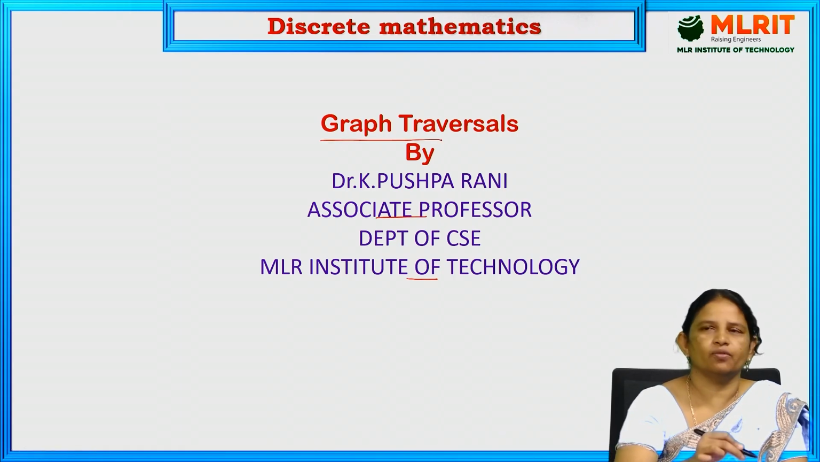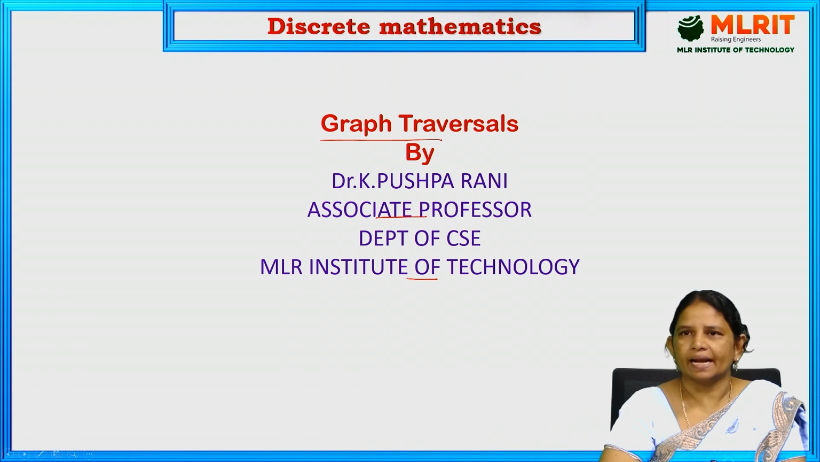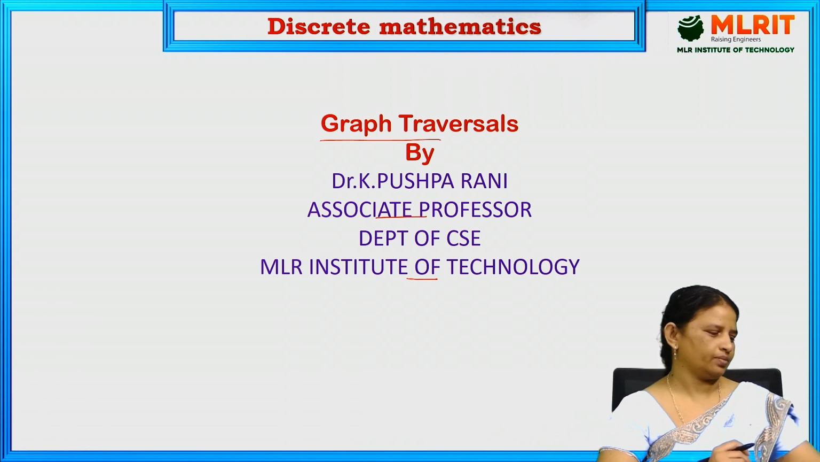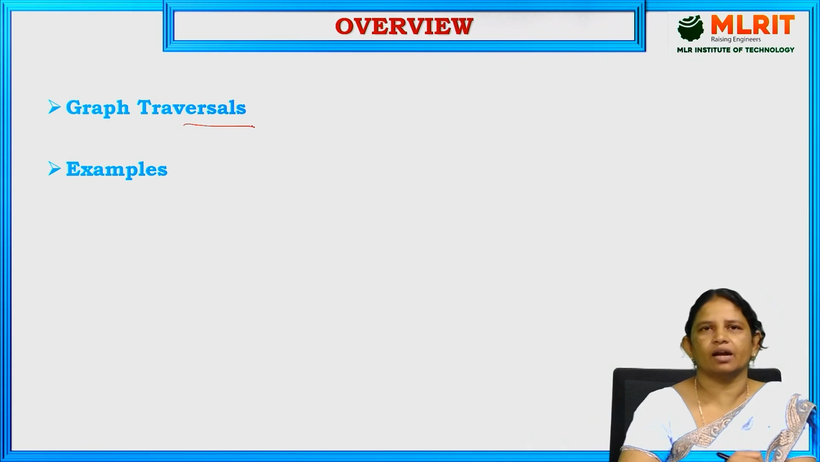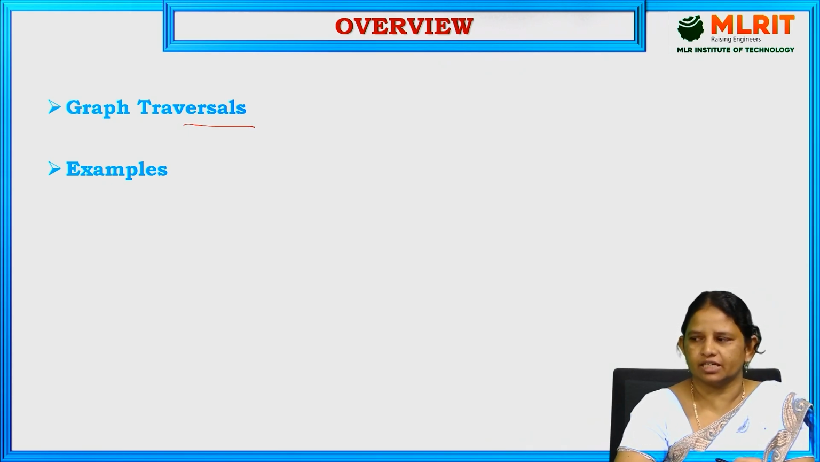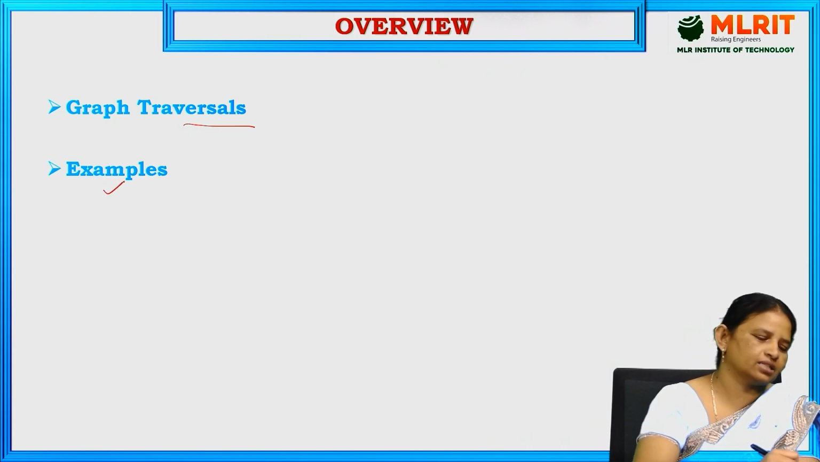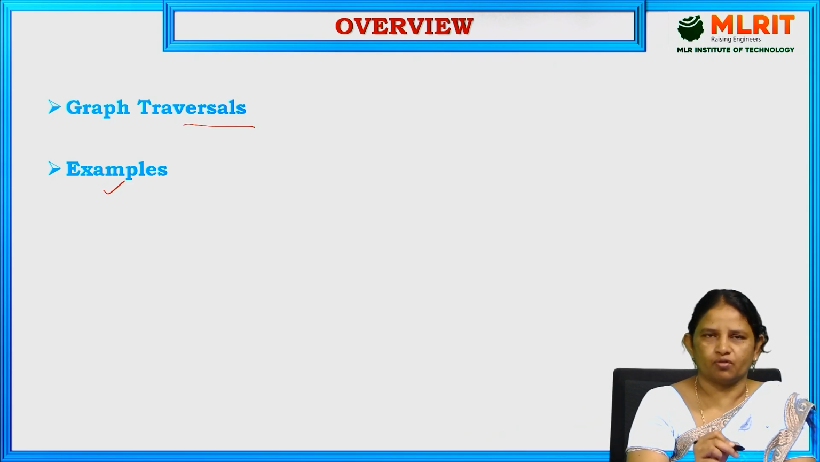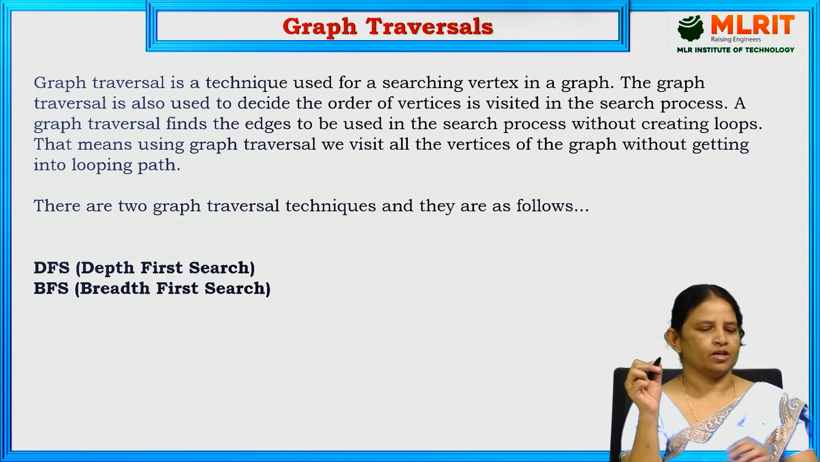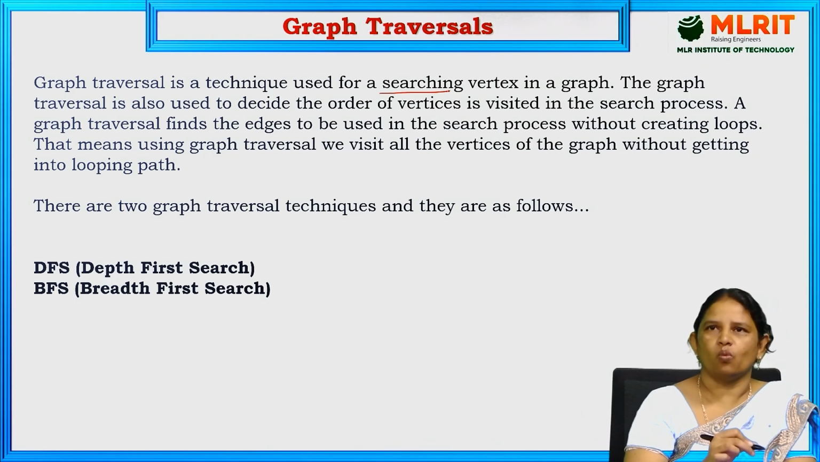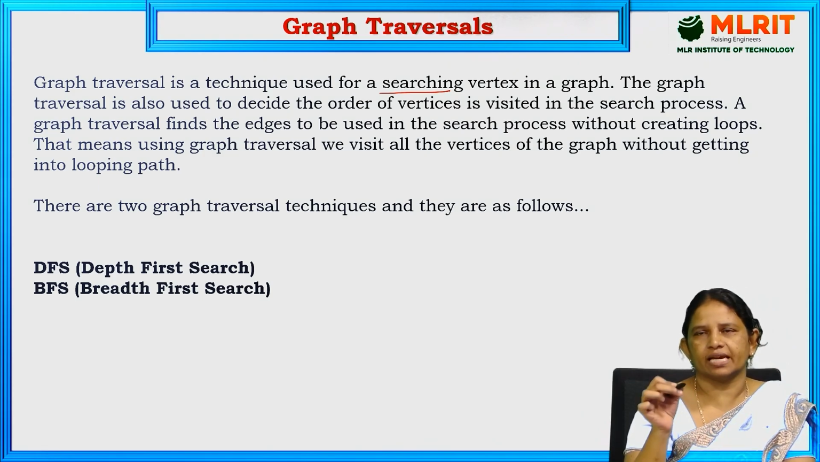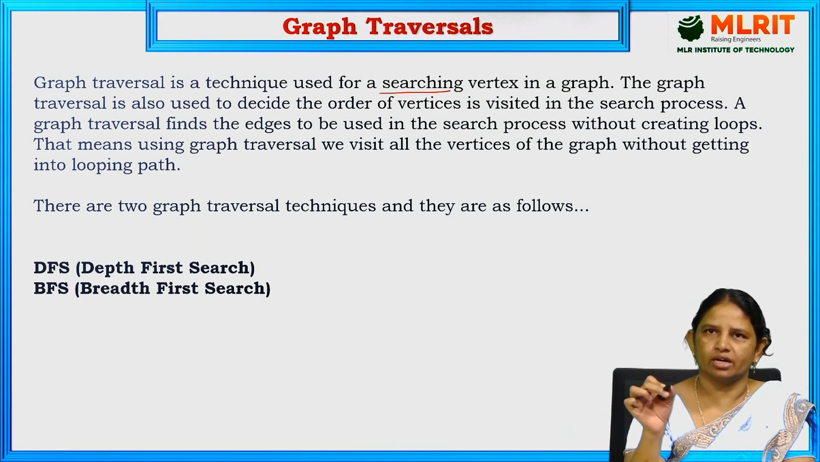In this video, we are going to discuss graph traversals. What is the definition of graph traversal? We can understand those traversal techniques by taking some examples. What is the definition of traversal? Graph traversal is nothing but searching for the vertex, and traversal means visiting each vertex exactly once.